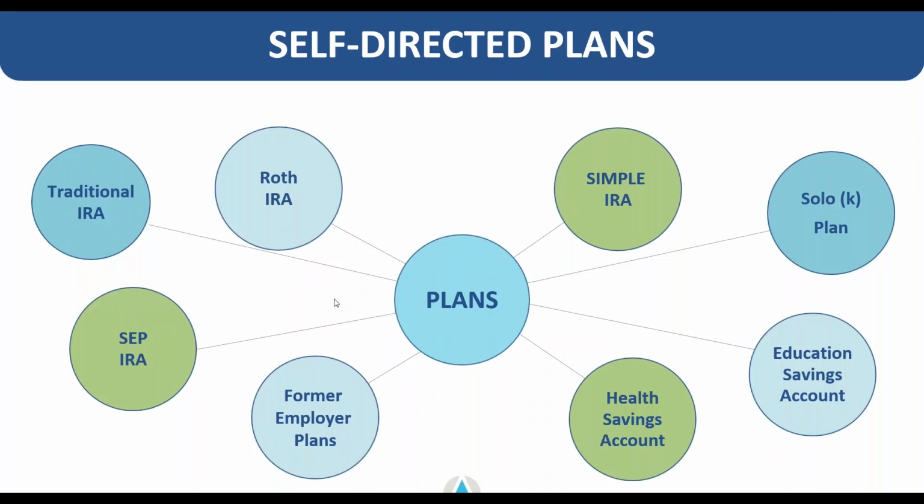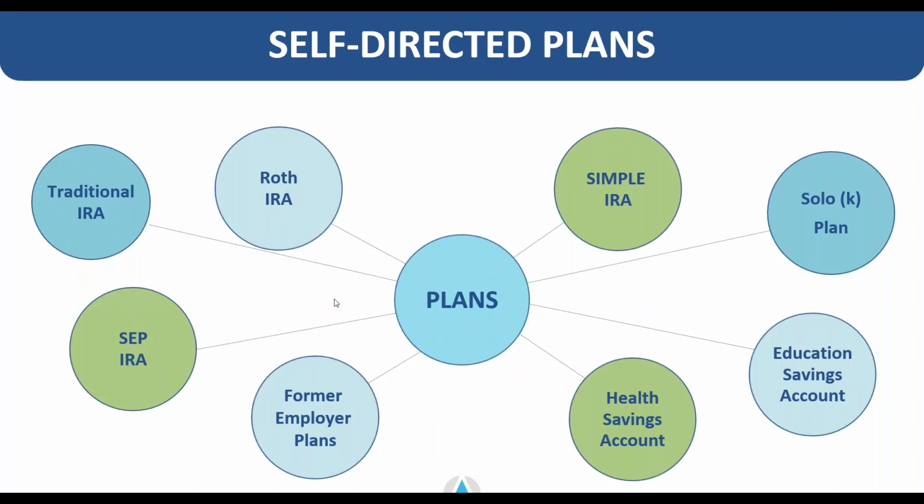Also, if you have a former employer's plan, like an old 401k, an old 403b plan, an old 457 plan, maybe you work for the federal government and you have an old TSP, as long as you are no longer working for that employer, you can roll that money over into a self-directed IRA account.